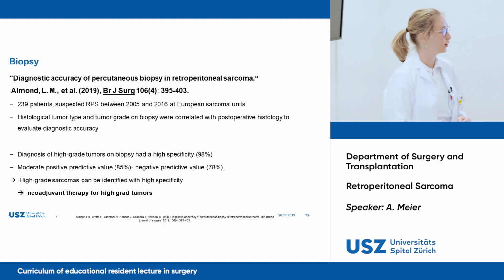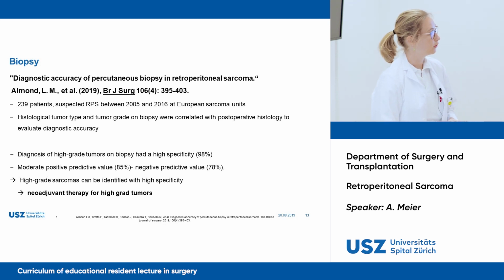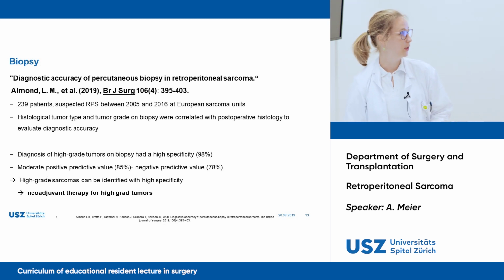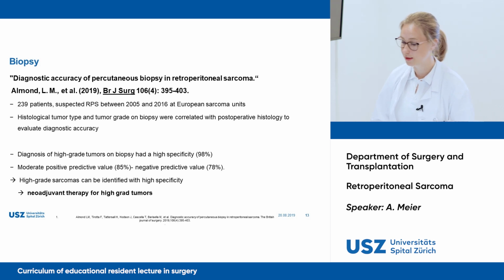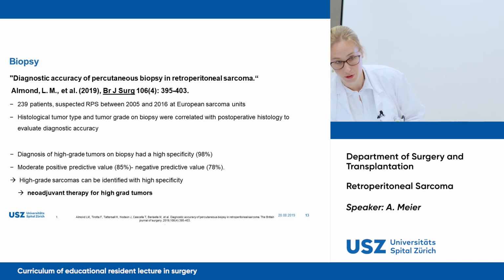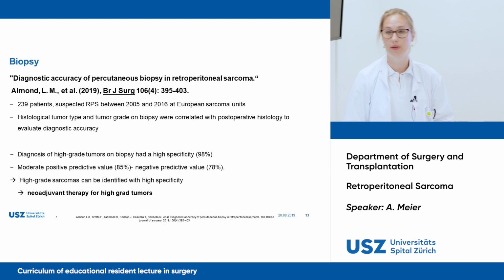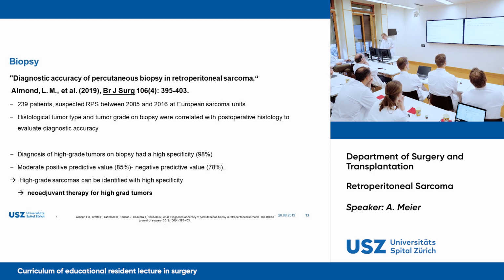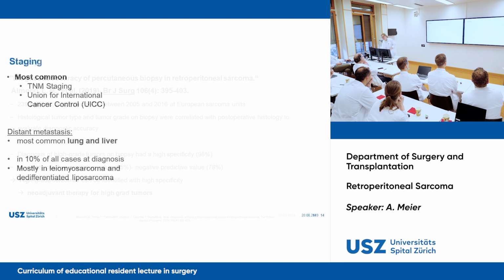And they showed that there is a high specificity for high-grade tumors and a positive predictive value of 85% and a negative predictive value of 78%. So we can identify with this measurement the high-grade sarcomas, and this is more or less getting to a neoadjuvant therapy in high-grade tumors. This is under discussion and under research. So it's really important to get the biopsy first.